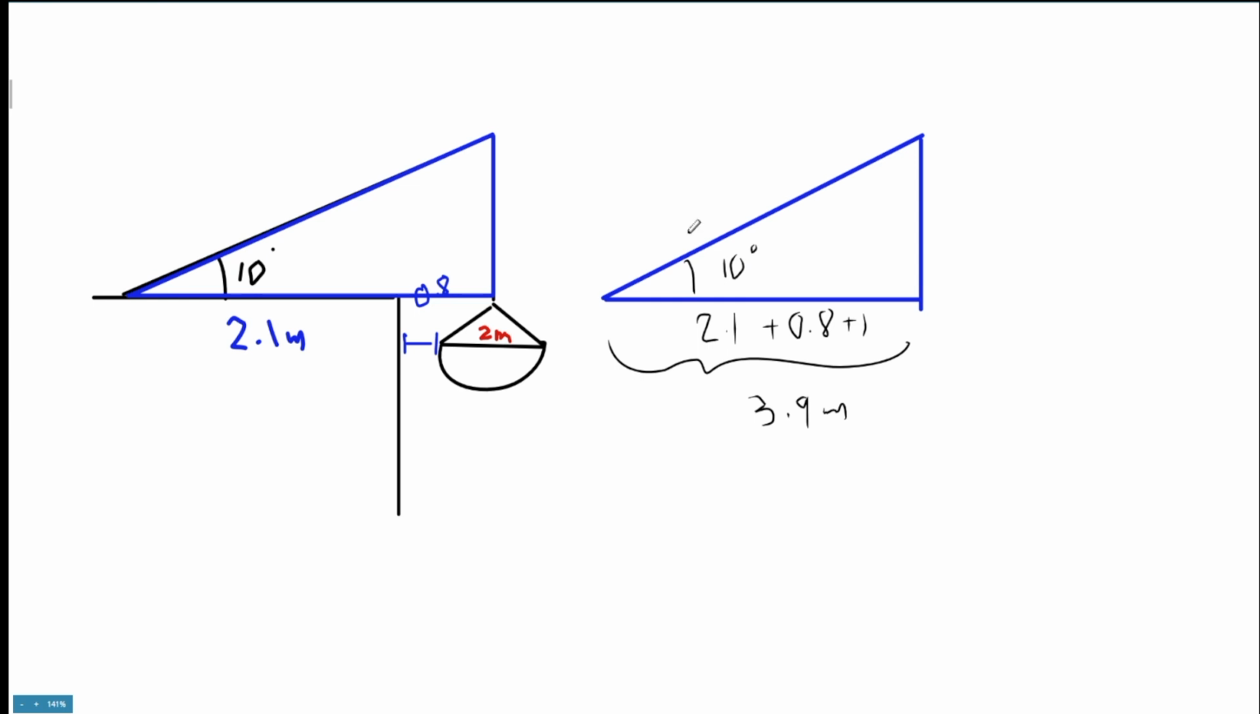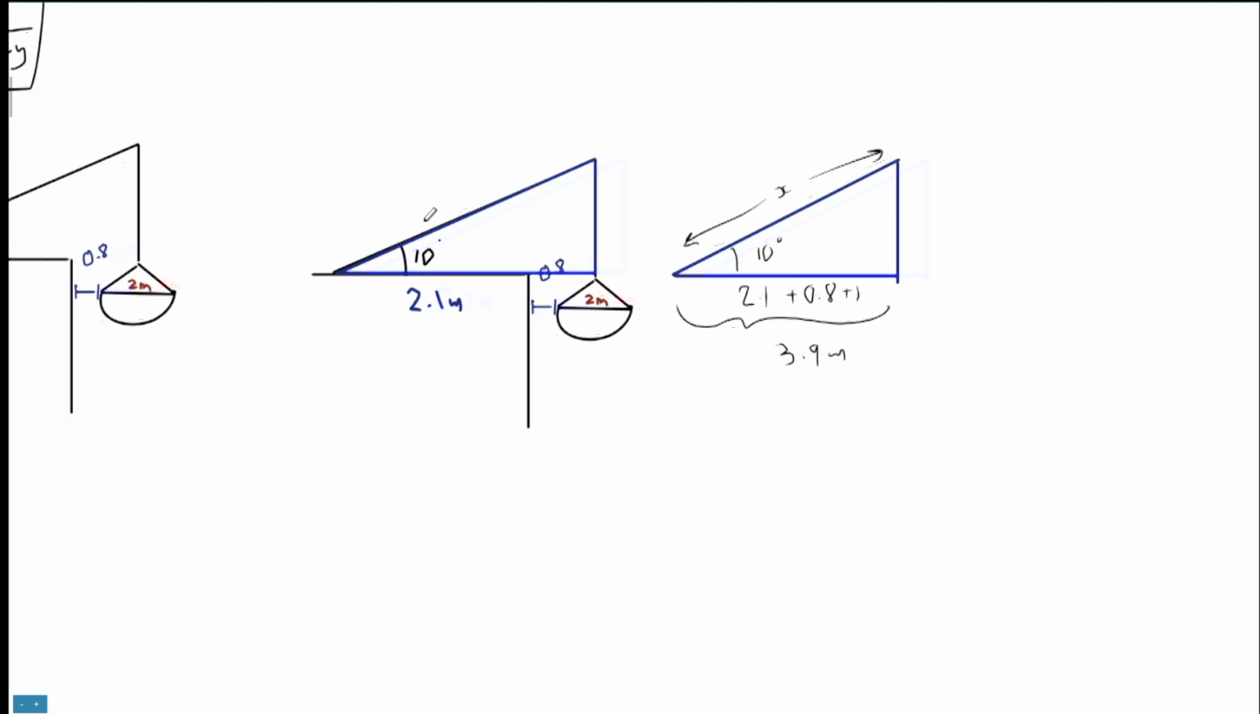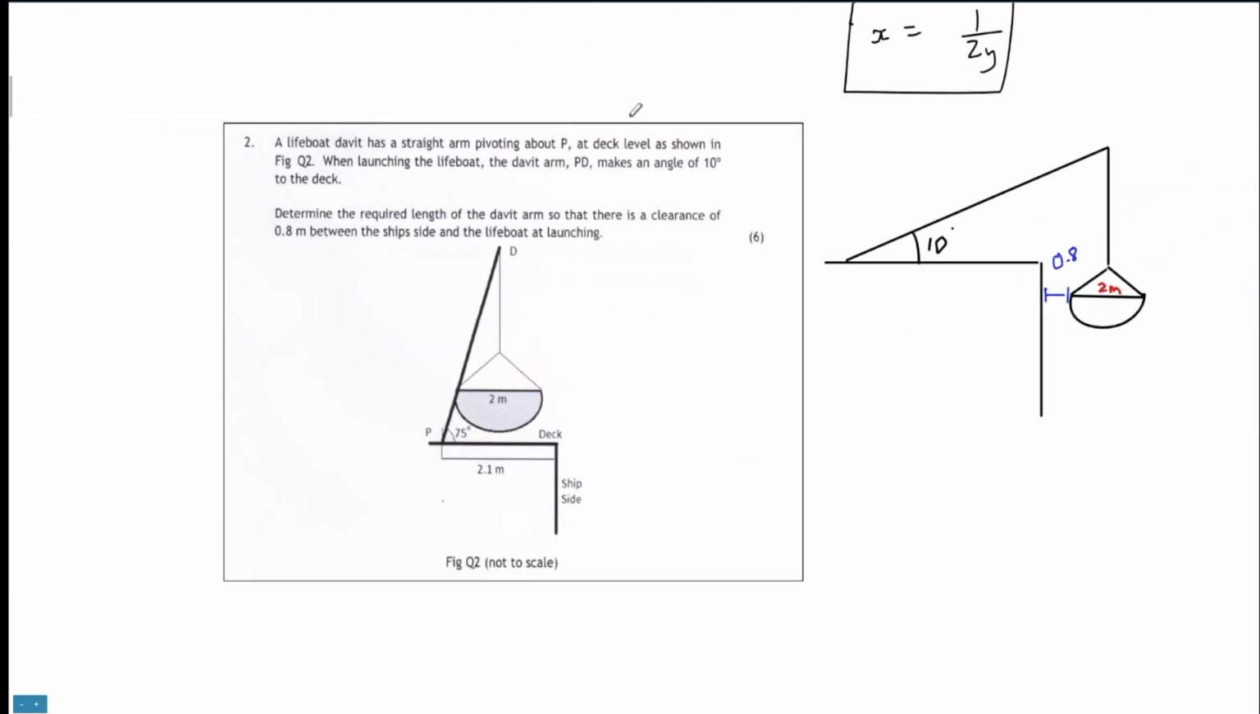And then they're basically asking how long is the hypotenuse? How long is this davit arm? Now, is that all I have to do? Is that the whole calculation? Let's have a look. 10 degrees, determine the required length. Why did they give me this setup to start with? Why did they tell me this is 75 degrees? I don't know how long that is. I don't know how long this piece of string is here.